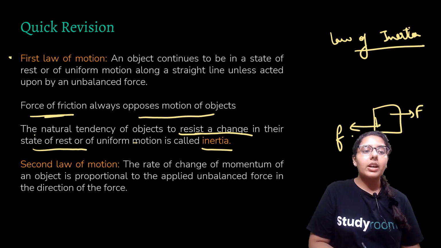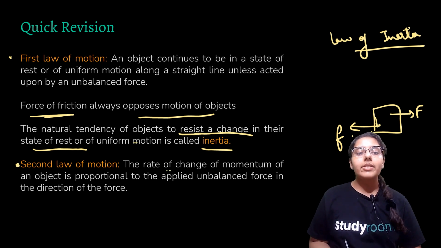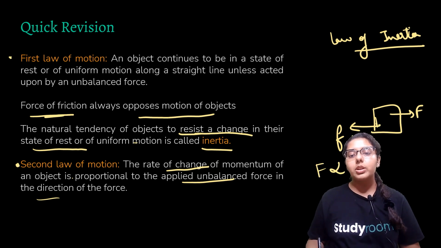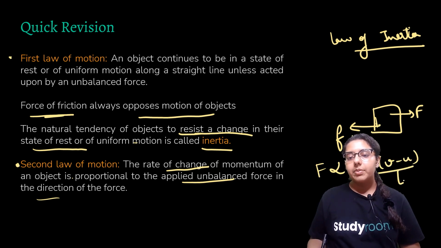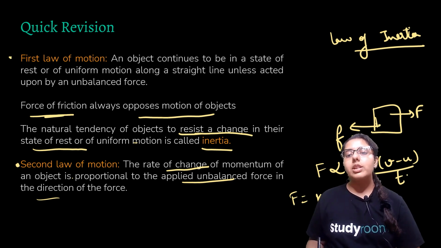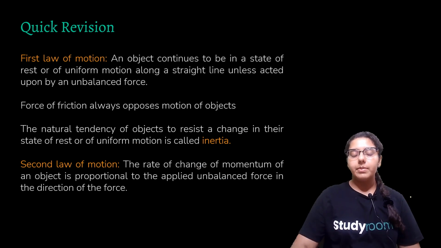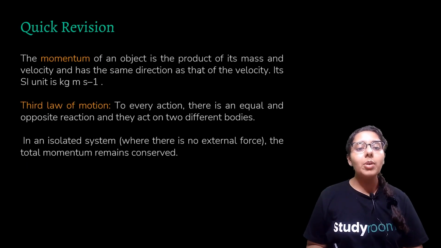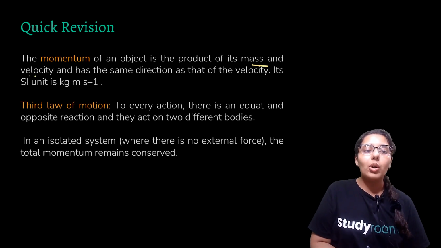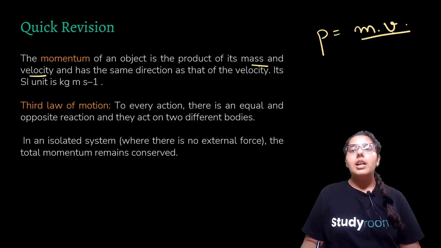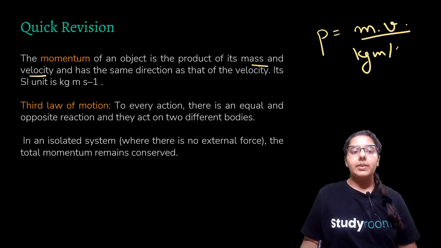Then we studied the second law of motion. What does it state? That the rate of change of momentum is proportional to the force applied. So force is proportional to the rate of change of momentum. So force is equal to k into m(v minus u) by t, and your k appears to be 1. So force is equal to (mv minus mu) by t. Further, the momentum of an object is the product of its mass and velocity. We denote momentum with p, and its SI unit is kg meter per second, right?